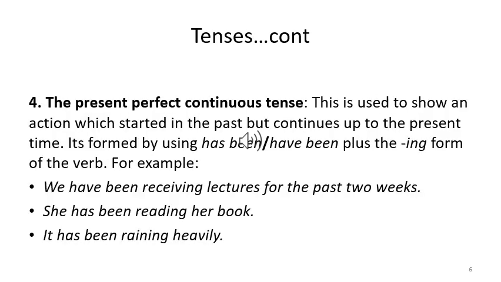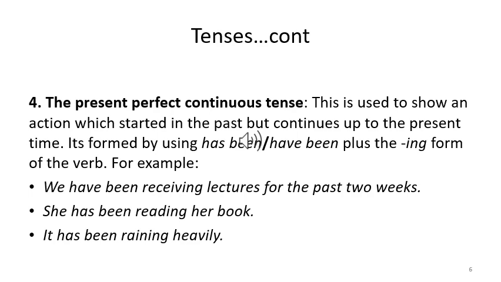Number 4, the present perfect continuous tense. This type of tense is used to show an action which started in the past but continues up to the present time. That is, the action started, but it is still going on. It is formed by using has been or have been plus the ing form of the verb. For example, we have been receiving lectures for the past 2 weeks. So it started, but it is still going on.